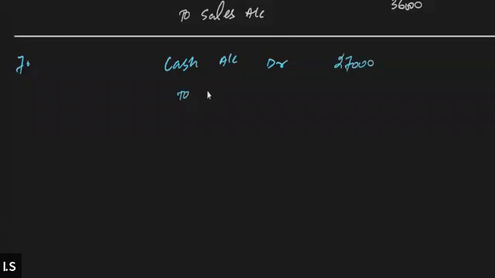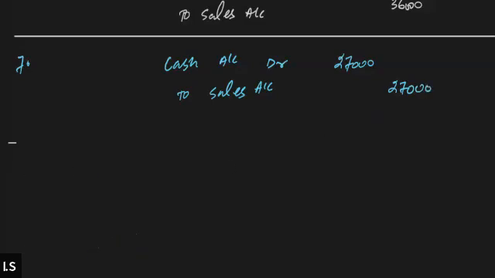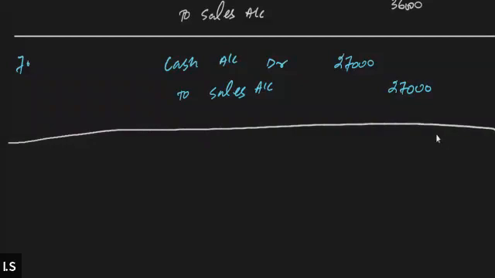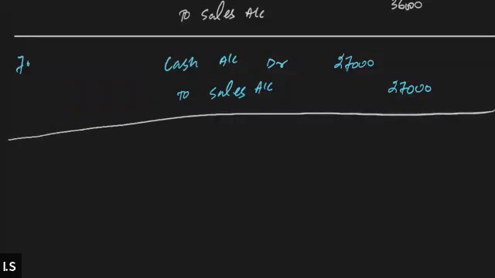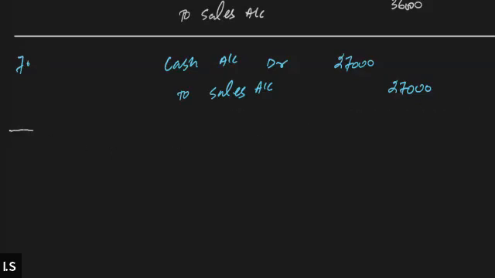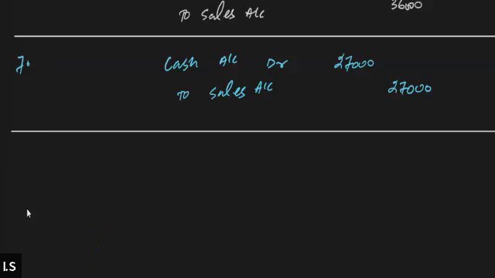Cash account debit 27,000 to sales account. 27,000. Everybody understood this? Anybody need explanation to this journal entry? No, sir. Okay. Eighth one.